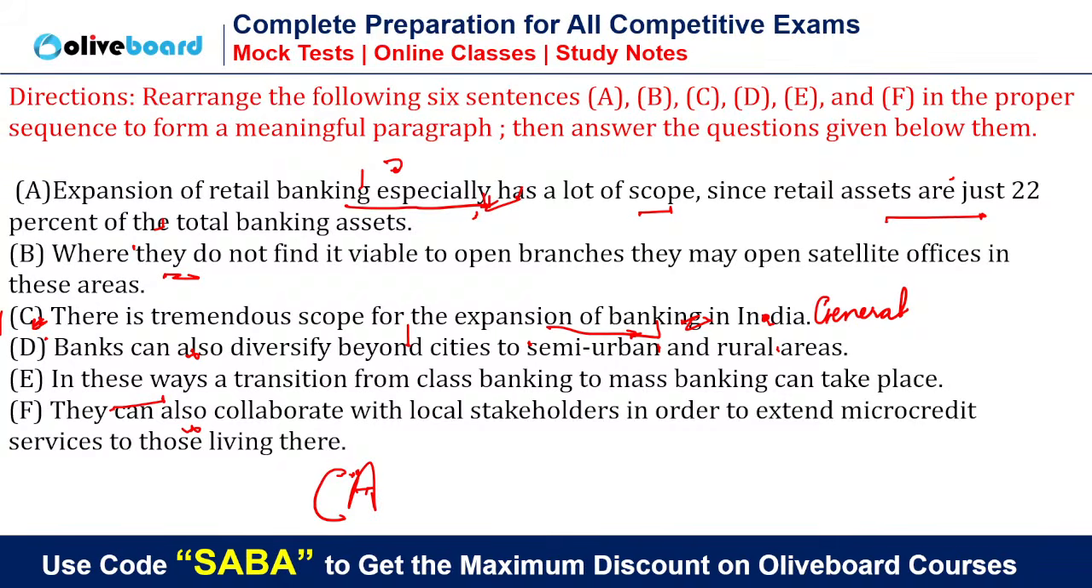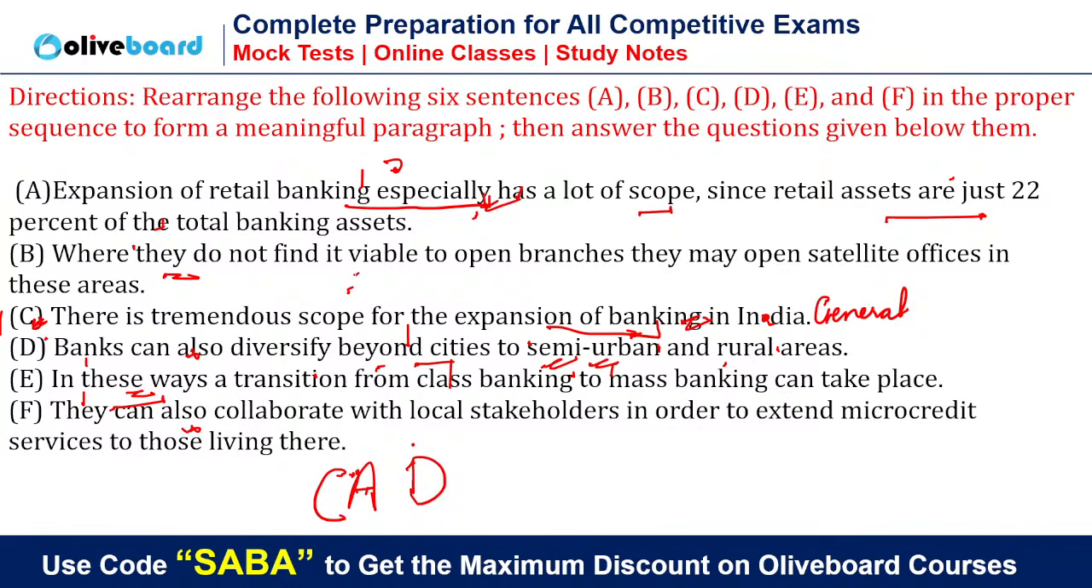After that, what will come? In these ways, a transition. These ways. Did we discuss any ways? No. Since retail assets are just 22% of the total banking assets, they can also collaborate with those. See, we can say banks can also diversify beyond cities to semi-urban and rural areas, because if you have to expand, you will have to leave cities and move to semi-urban and rural areas. D will come, right? CAD will come.